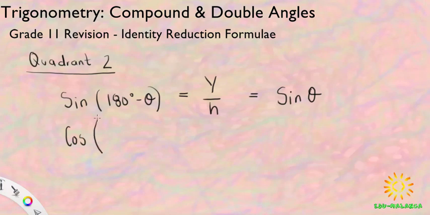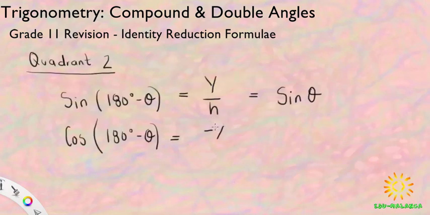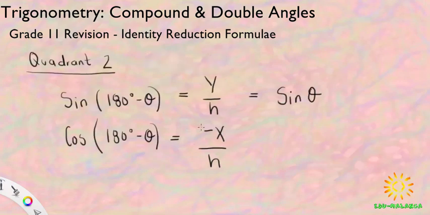Cosine, and we're going to keep the angle the same, of 180 degrees minus theta is equal to, let's come back, cosine from SOHCAHTOA is adjacent over the hypotenuse. Our adjacent length is this side. Our adjacent length is minus x. So in this case, we're going to have minus x over the hypotenuse. Let's compare it to the first identity. Cosine was x over h, and over here we have minus x over h. And so what we can say is that cosine of 180 degrees minus theta is equal to minus the cosine of theta. This is the second reduction formula.